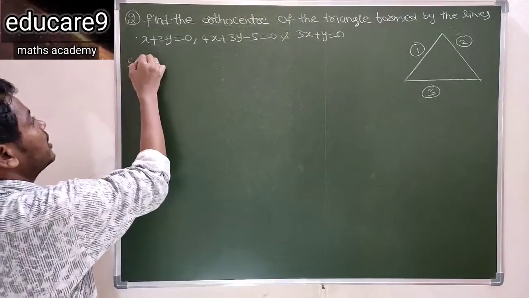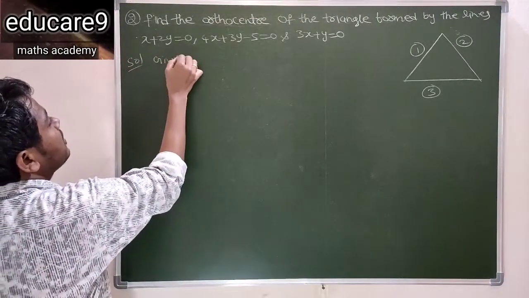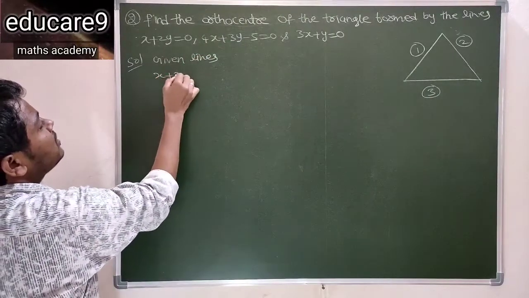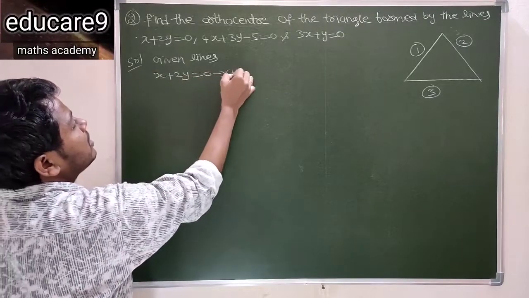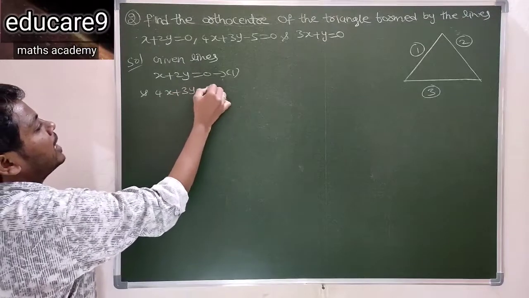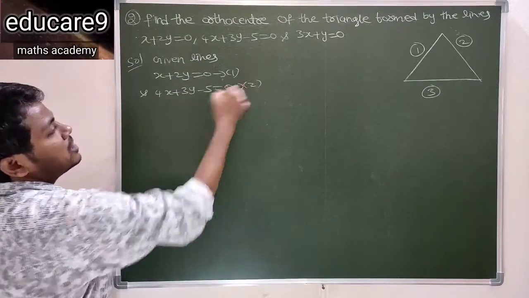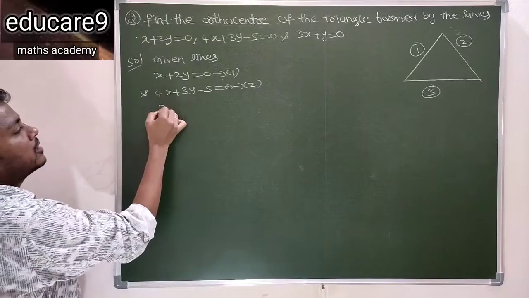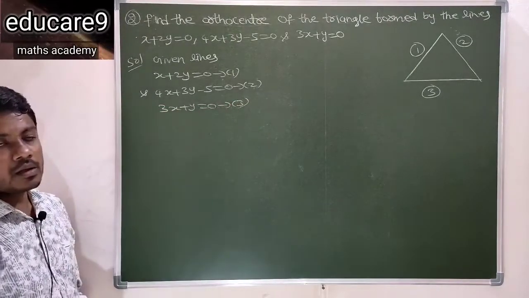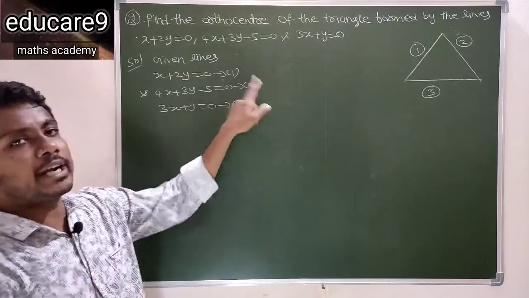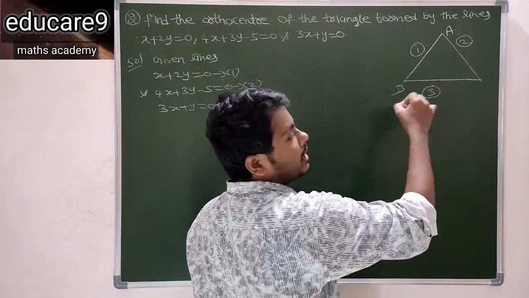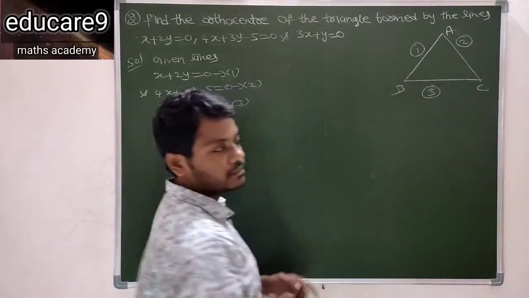See here, solution. Given lines. So what are the given lines? x plus 2y is equal to 0. This is equation 1. And 4x plus 3y minus 5 is equal to 0. This is equation 2. Next, 3x plus y is equal to 0. This is equation 3. Now we have to solve equations 1 and 2, you will get the vertex A. Solving 1 and 3 you will get vertex B. And solving 2 and 3 you will get vertex C.